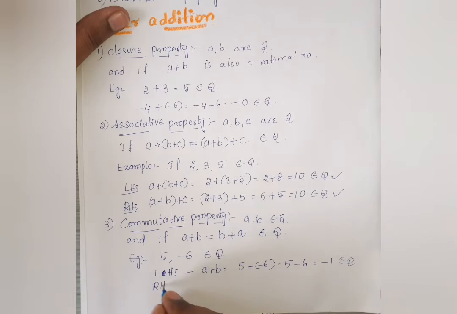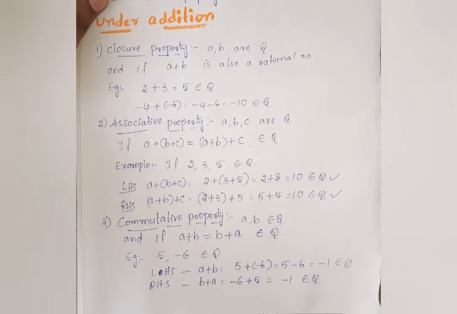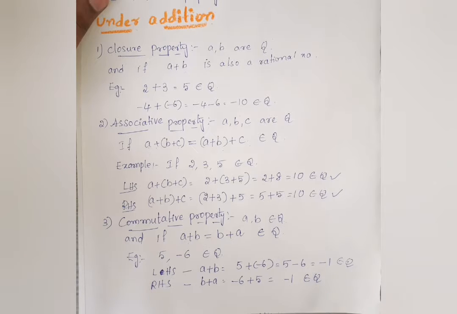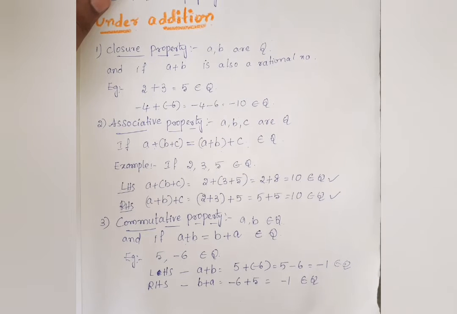Let me take the RHS side, that is b plus a. So I am changing the order of the numbers, that is minus 6 plus 5. Minus 6 plus 5 is minus 1, which belongs to rational numbers. So this commutative property says that if you change the order of the numbers, the solution will remain the same. There will be no change in the answer. Okay, let us see the next property, that is identity property.